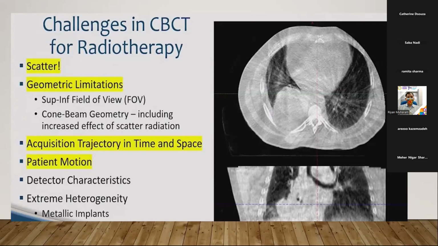While acquiring the whole CBCT images in time and space, there will be some motion in the organs, and it leads to further introduction of error. So this is also one of the challenges, that is motion. Now the detector characteristics. If your detector is quite good, quite accurate, it will give you better results.